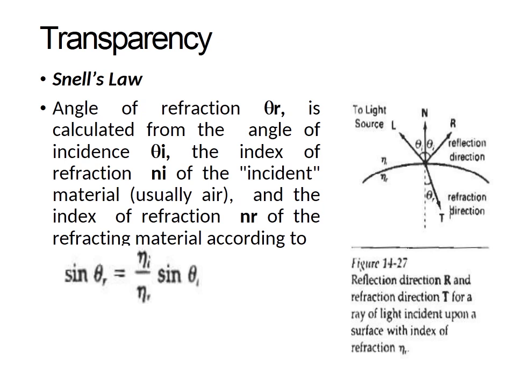Transparency with respect to the light source: reflection direction R and refraction direction T for a ray of light incident upon a surface with index of refraction eta. The angle of refraction theta R is calculated from the angle of incidence theta I, the index of refraction eta I of the incident material, usually air, and the index of refraction eta R of the refracting material, according to sin theta R equals eta I upon eta R times sin theta I.